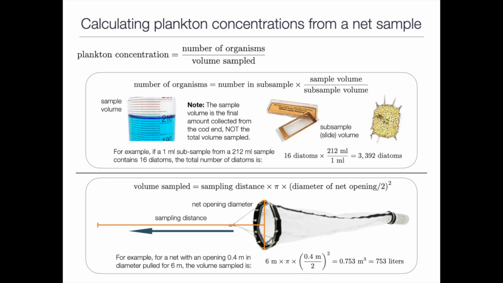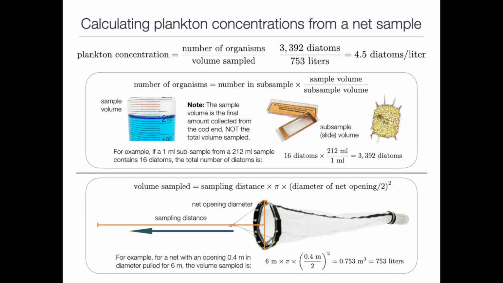To calculate the area of the net opening, this is just the area of a circle, so we multiply pi by the radius, or the diameter over 2, squared. So for example, if we pulled the net for 6 meters and the diameter of the net opening was 0.4 meters, we would have a volume of 6 meters times pi times (0.4 meters over 2) squared, or 0.753 meters cubed, which we can convert to 753 liters.